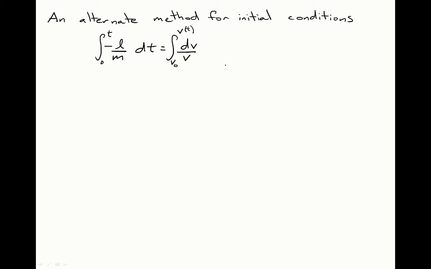Okay, let me know if that makes sense. It's going to give us the same answer. We're just putting in definite bounds. We're starting from t equals 0, where v is v naught. We're ending at time t, where v is a function of time. We're going to do the same integrals we did before. It's just going to work out differently.